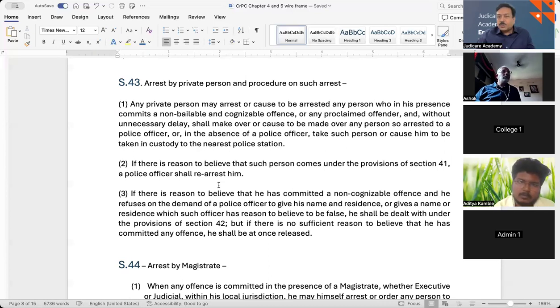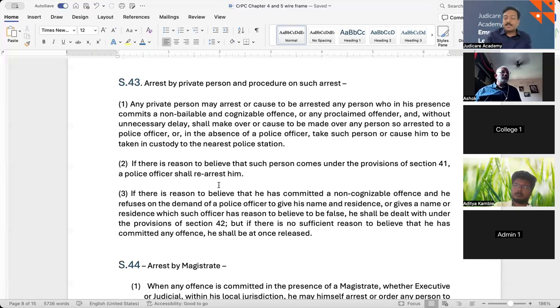So any private person may arrest, or cause to be arrested, any person who in his presence commits a non-bailable and cognizable offense. So if you have seen that committed in front of you, or any proclaimed offender, we said what a proclaimed offender is, right? The offender who is a habitual offender. And without unnecessary delay, shall make over, or cause to be made over, any person so arrested to a police officer, or in the absence of a police officer, take them to the nearest police station. So you can arrest if somebody murders or rapes somebody in front of you. It is simply allowed, following all the right measures of not hurting the person unnecessarily, not causing death or risk of death, and you can hand the person over to the police officer or a police station. You have to take the person and hand them over.